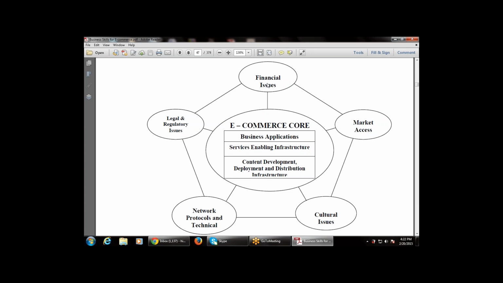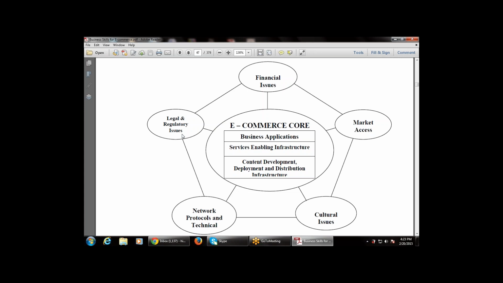There must be a cost-benefit analysis, that is the financial issues. There must be market access, that is, what is the demand and what is the supply in the market. Then cultural issues, that there should be a proper culture followed by e-commerce. Then there should be proper network protocols and technical knowledge of the network. Then legal and regulatory issues, that there must be involvement of the government also, so that everything goes in a regular way, with all the rules and regulations.